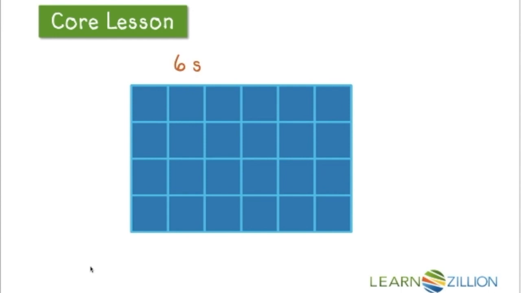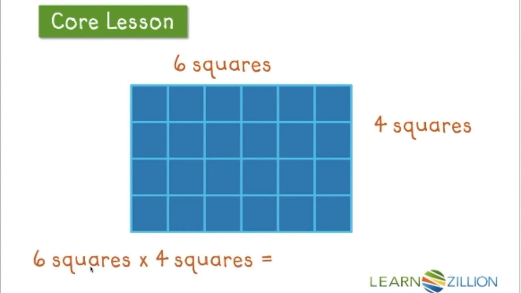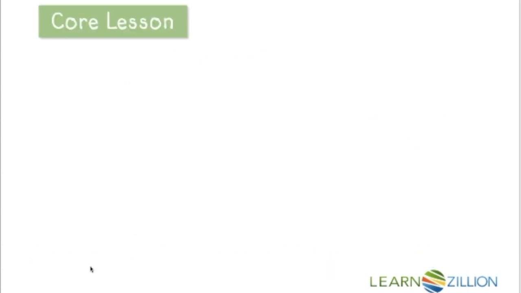So with this shape, I see that there are 6 squares across, so for the length, and there are 4 squares down, which would be the width. So when I write my multiplication sentence, I would multiply 6, the length, times 4, the width. So then I have 24 square units for the area, which is the same thing that I got when I tiled the area. So let's look back at our first question.